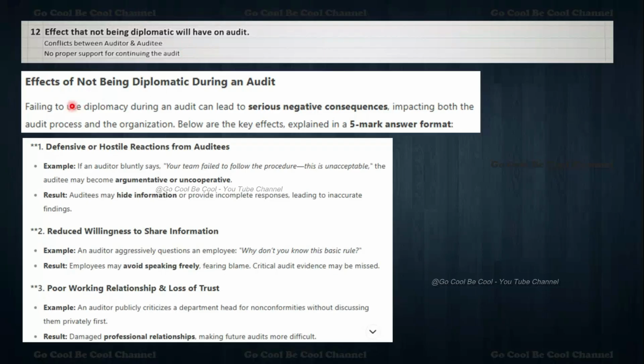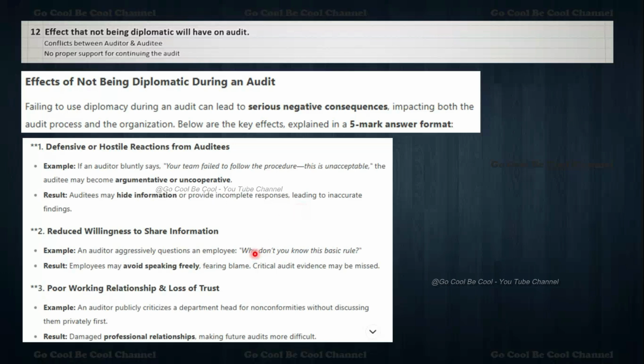Effects of not being diplomatic during an audit: failing to use diplomacy can lead to serious negative consequences impacting both the audit process and the organization. Below are the key effects explained in the 5-mark answer format. First, defensive or hostile reactions from auditees. Example: if the auditor bluntly says, "Your team failed to follow the procedure, this is unacceptable," the auditee may become argumentative or uncooperative. The result is that auditees may hide information or provide incomplete responses, leading to inaccurate findings.